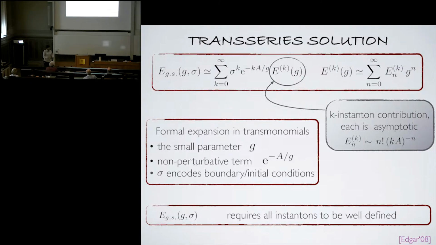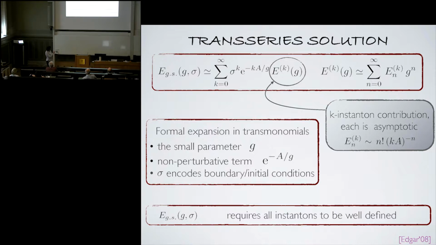And so to add everything, I can do so with what is called a trans series. A trans series is basically a formal expansion in different, what are called transmonomials. So I have here my coupling. It's an expansion in g, but it's also an expansion in my non-perturbative terms, which in this case are exponentials. There can be other transmonomials like logarithms as well.